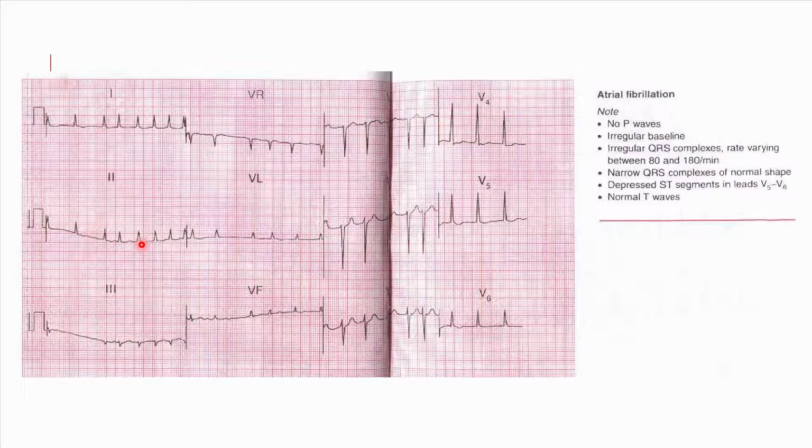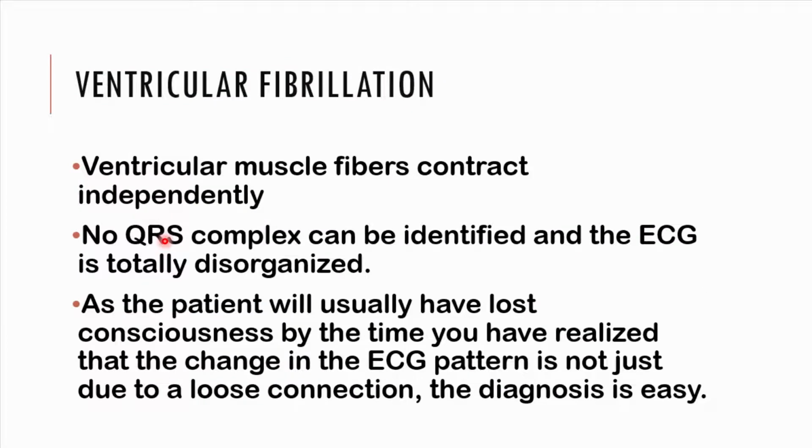So you have this irregular baseline, and you also get these QRS complexes that are happening at irregular intervals, at a rate varying between 80 to about 180 beats per minute, but you have a normal shape of the QRS complex, indicating that the conduction is normal within the bundle of His. Then of course you have depression of the ST segment that is happening in leads V5 as well as lead V6. As you can see here, there is an ST segment depression, and of course the T waves are normal in these leads. So this is what's happening in atrial fibrillation.